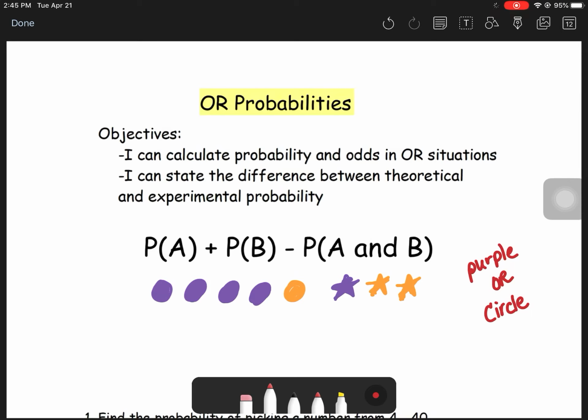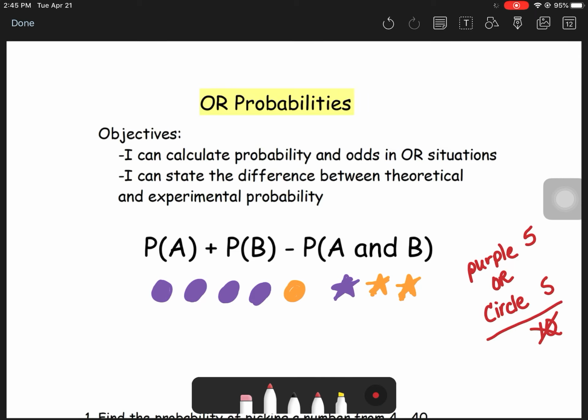So the first thing I'm going to do is count how many purples I see. I see 5 purples. And then I'm going to count how many circles I see. I see 5 circles. So if I put those together, I'm thinking I have 10 total items that are purple or circle. Couple of problems with that. First problem is I look and I only have 8 figures, so I can't have 10. Second of all, I do know that I've counted some of these twice.